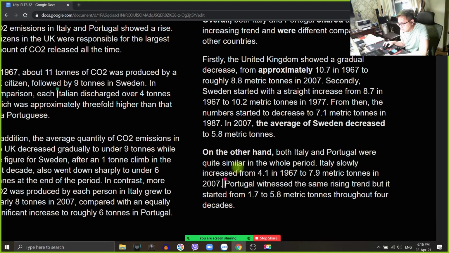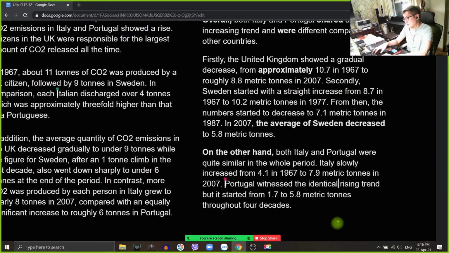Right. Italy slowly increased from... Okay. Portugal witnessed the same rising trend. Okay. I just don't like the word the same, you know. Witnessed the... Okay. Identical. Identical means very similar. Like for example, identical twins. The word identical means the same. For example, identical twins are twins who look exactly alike, from the same egg. Witness the identical rising trend, but it started from... throughout 4 decades. Okay.